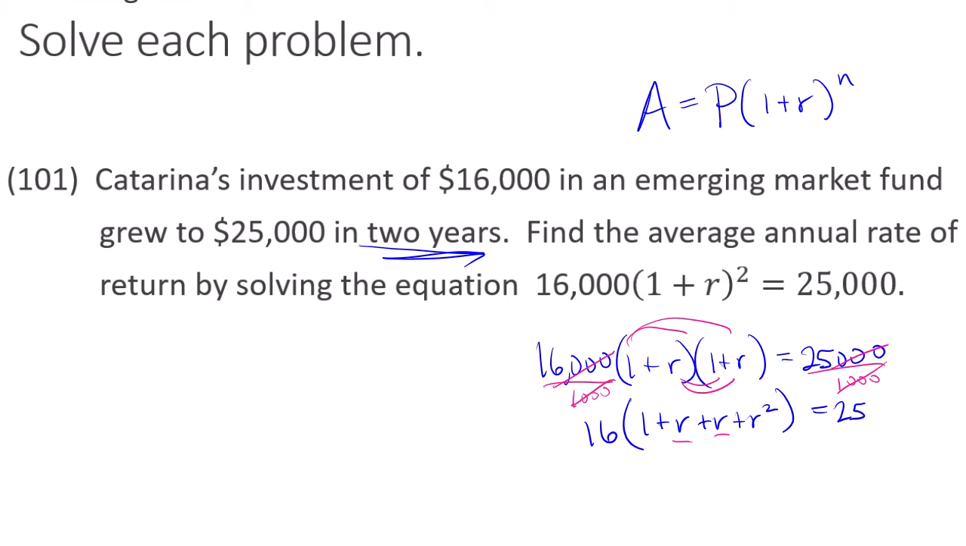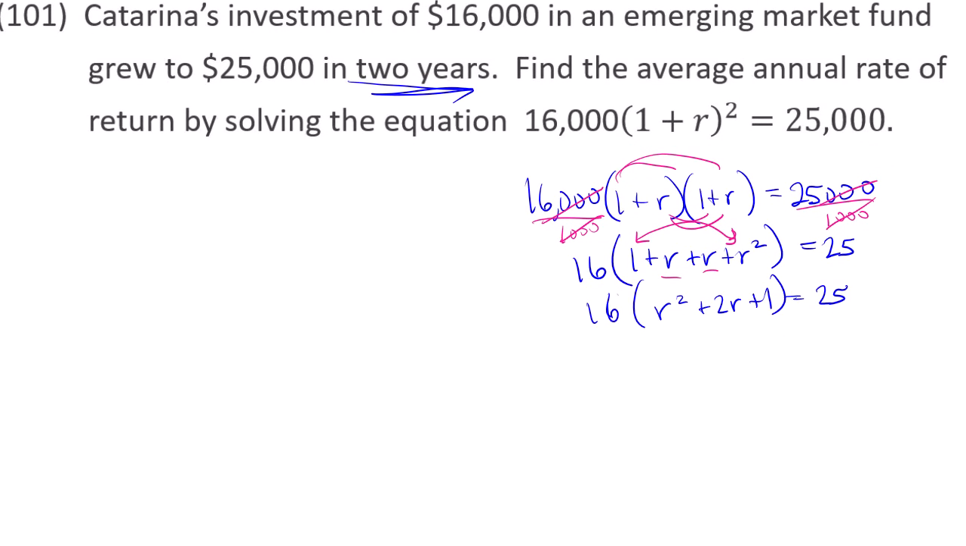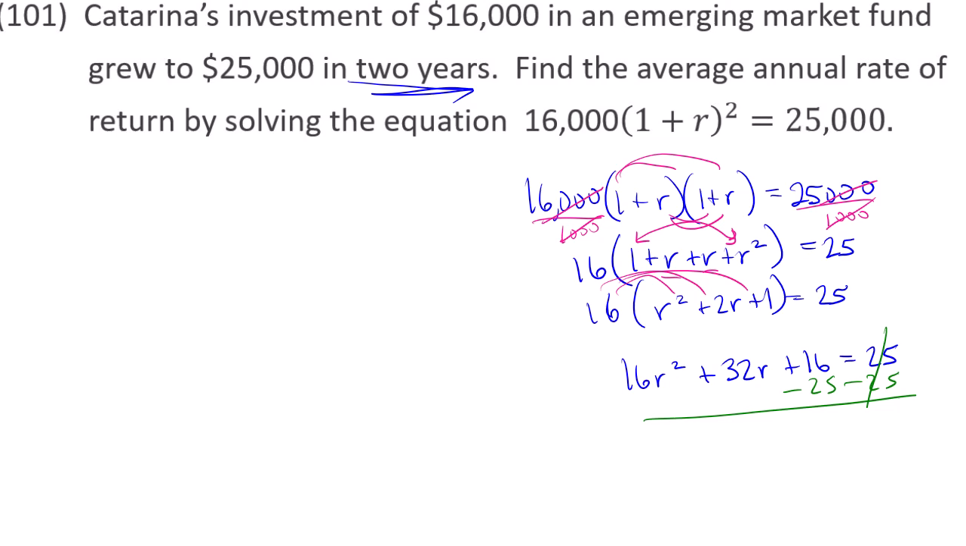So I'm going to put the r squared in first. So it's going to be r squared plus 2r plus 1. Okay, so I basically reverse the order there. And then the 16's there. Equals 25. So then now we can distribute. So we get 16r squared plus 32r plus 16 equals 25. So now we subtract 25 from both sides to get one side to be 0. And so we get 16r squared plus 32r minus 9 equals 0.